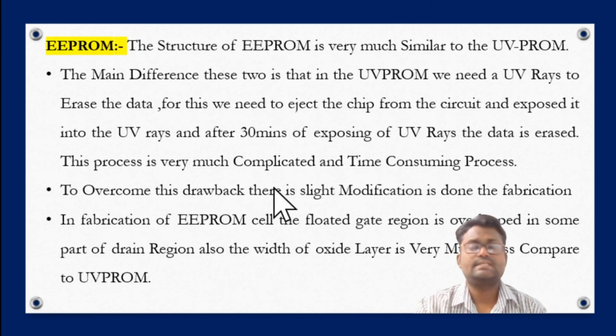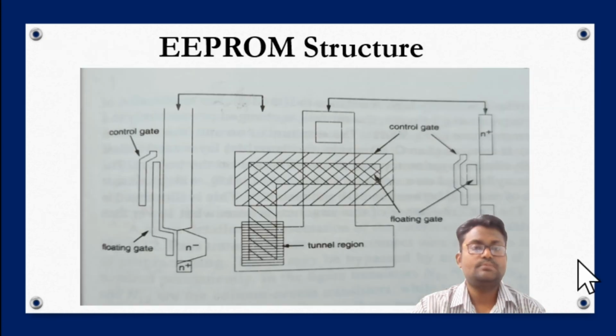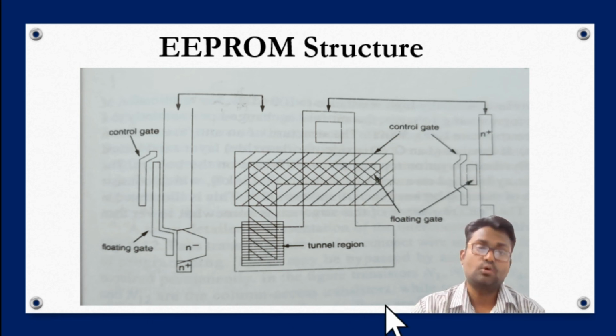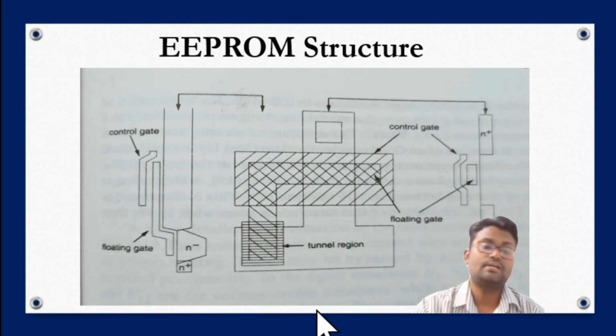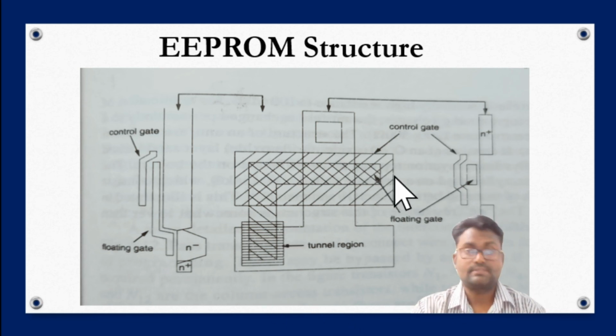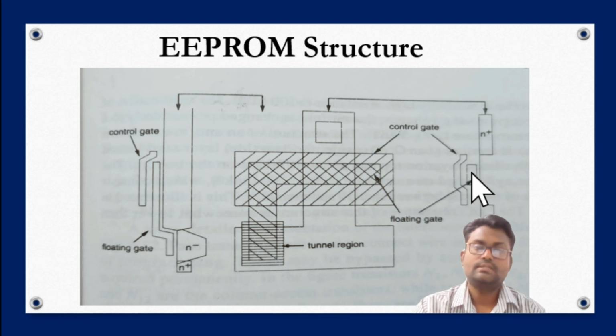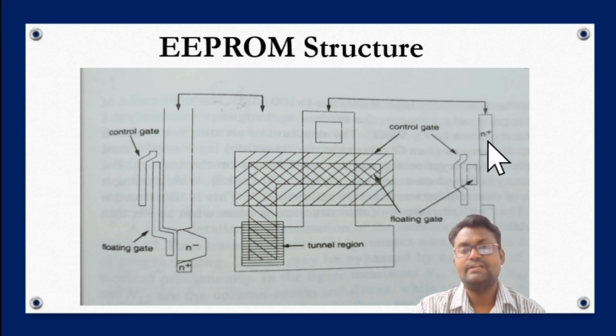Now the last one is EEPROM. The structure of this EEPROM is represented here. The whole structure of this EEPROM and the UV erasable EPROM is similar, but the main difference is that it can be electrically erased. How can we say it can be electrically erased? We know that here also there is a floating gate structure, but this floating gate structure is overlapped with the drain structure.